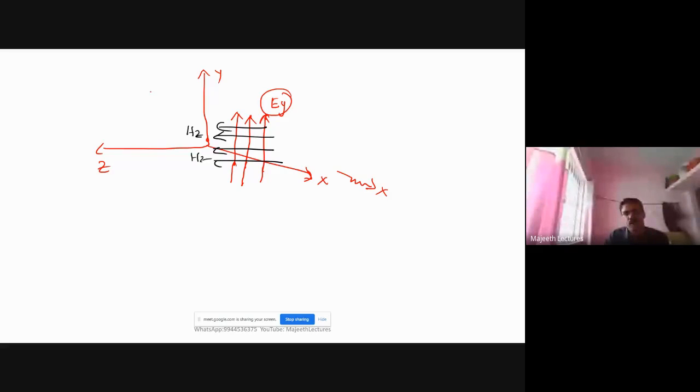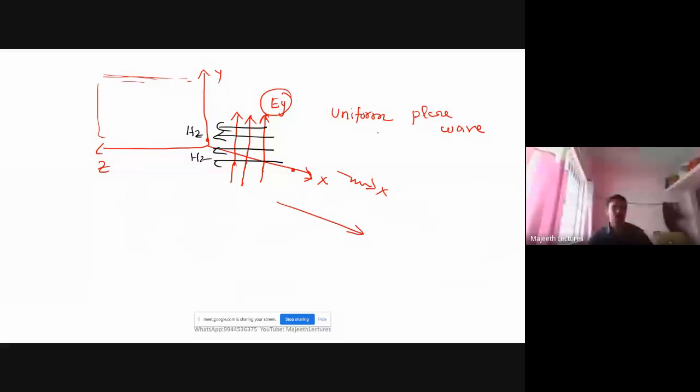So here you see, when the wave propagates, it appears that this plane is propagating like this. Here it will be like this. When you draw here, it will be like this. So this plane is traveling in this direction. Like that it appears. That's why it is called a plane wave. Why is it called a plane wave? It is called a uniform plane wave.